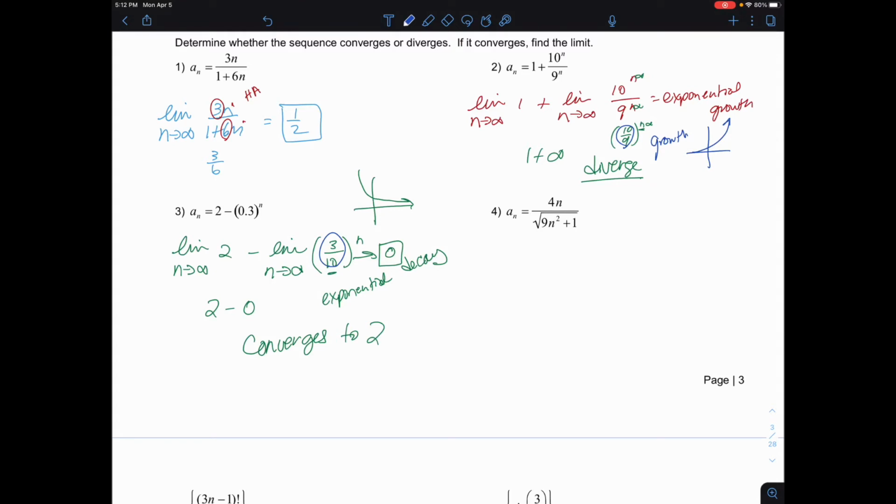Just thinking about the couple of different things here. Here I could use L'Hopital's rule on number 4, or I could use some sort of horizontal asymptote, which is what I'm going to do. So usually if I'm using a horizontal asymptote, since that has a root in it, all I do is take the square root of that first. So it's 4n over 3n, which is going to converge to 4 over 3.